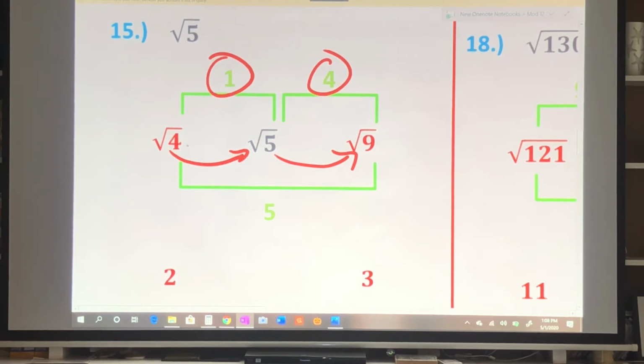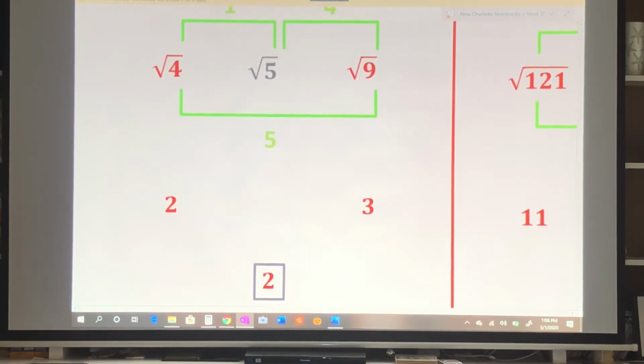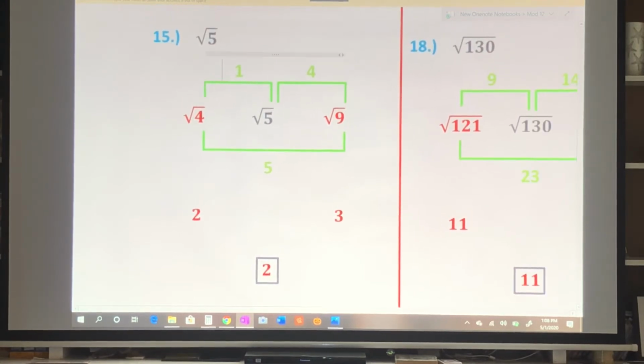What's it closer to? The square root of 5 is right next door to 4. That's what I would pick, the square root of 4. Or, excuse me, 2, which is 2. All right. Hope I didn't confuse you because I just confused myself. Okay, did you guys get that? Good. All right, let's try another one.